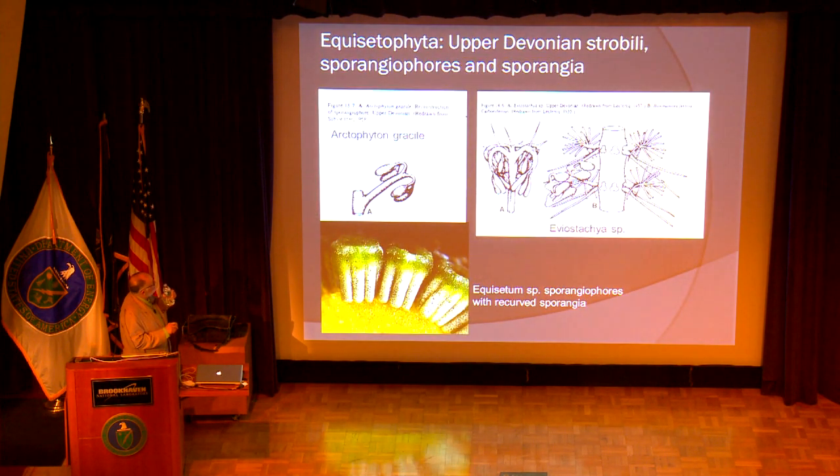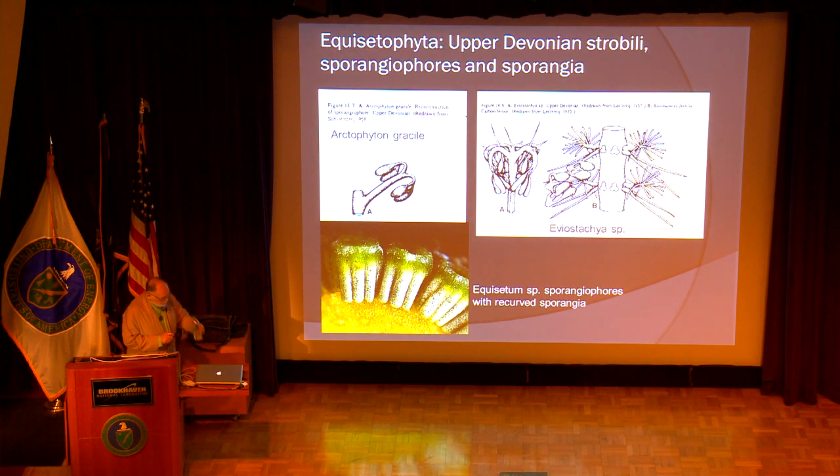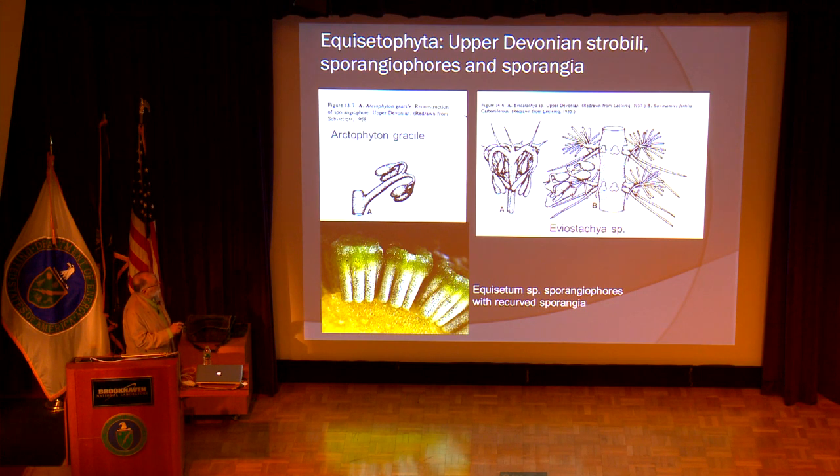And here are some ancestors, I think, from the Upper Devonian. And the key is recurving. So here are the recurved sporangia. You can put a little flat top on that, and you've got the Equisetum sporangiophore. Here's recurved sporangia in a whorl on Eviostachya. Here's the spiny one. That's kind of interesting. So these are distinct from the Upper Devonian.